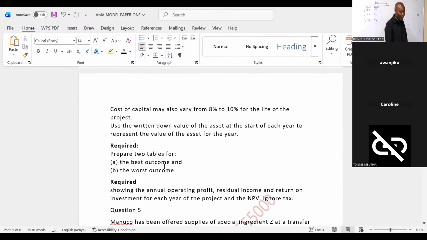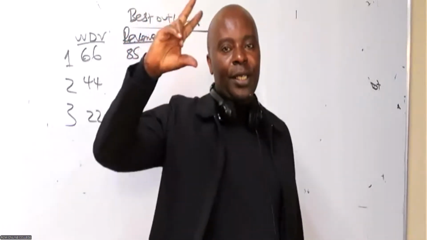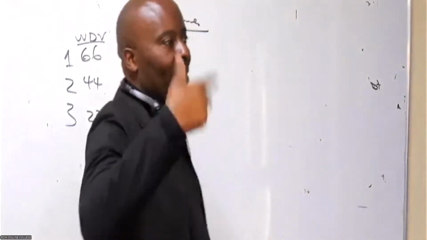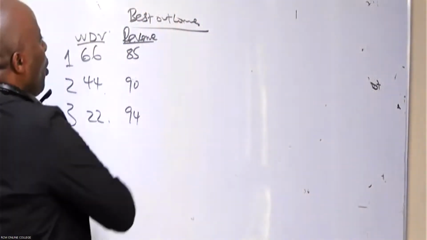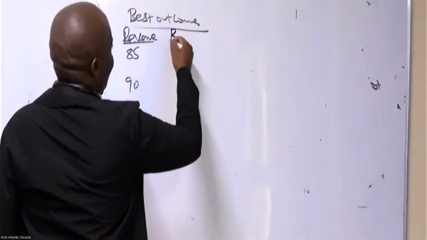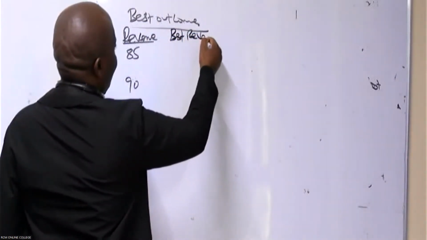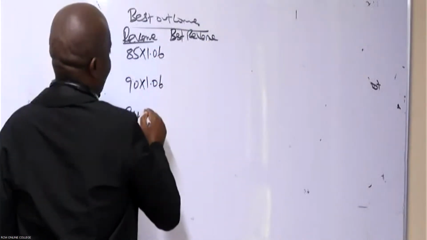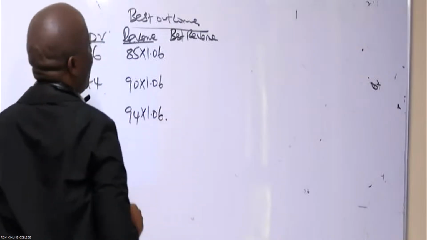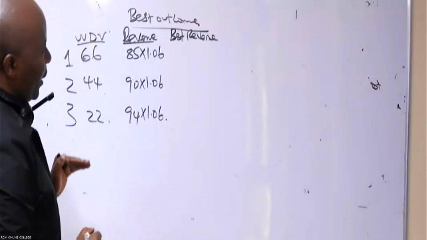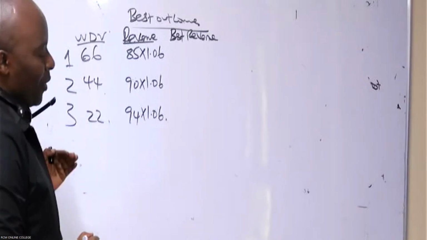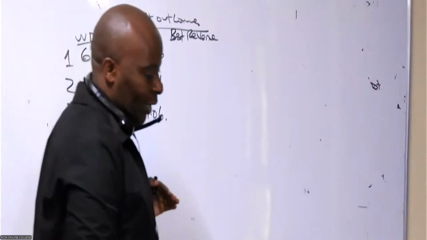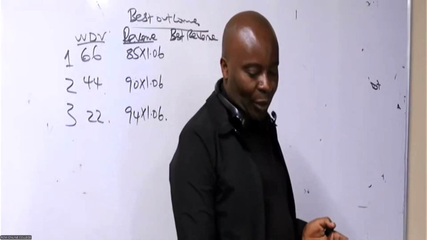So we want to do best outcomes. Best outcome for revenue, what does it mean regarding that 6%? It increases. The very best scenario is for us to grow the revenue. So best revenue will be this times 1.06, because we are varying it, increasing the revenue by 6%. So then what is the best revenue?